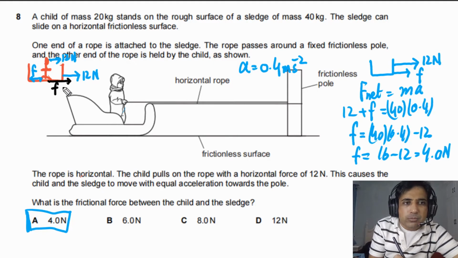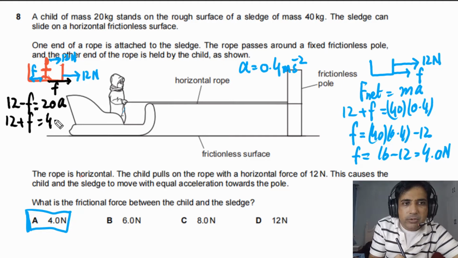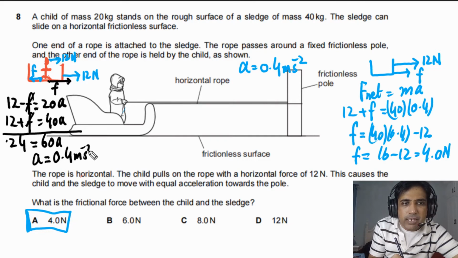Now we can use this and we can write down two equations. For the child we can write down 12 minus F is equal to 20 times A. And for the sledge we can write down 12 plus F, because forces are in the same direction, and this is equal to 40A. From here, by adding these two equations, we can cancel F with F. So here we will get 24, that is 12 plus 12, and here we have 60A. So we can find out the value of A. A from here will be equal to 0.4 meters per second per second.